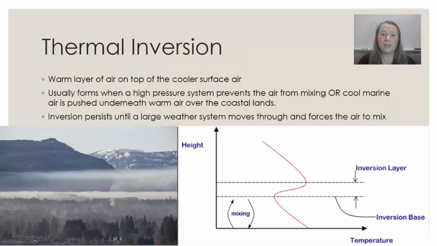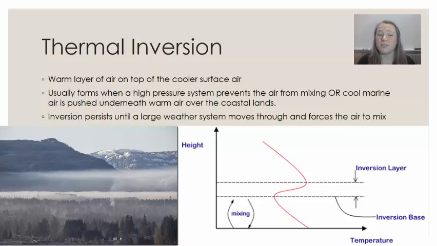In a thermal inversion, a warm layer of air ends up forming on top of that cooler surface air. So looking at our graph, instead of the air slowly getting cooler as you get away from the surface, we see a slight reversal or a stagnation in that trend. And this reversal in the trend, that is the inversion layer.